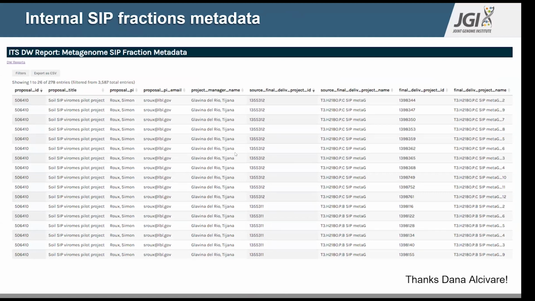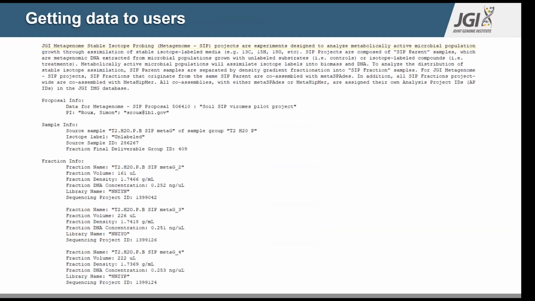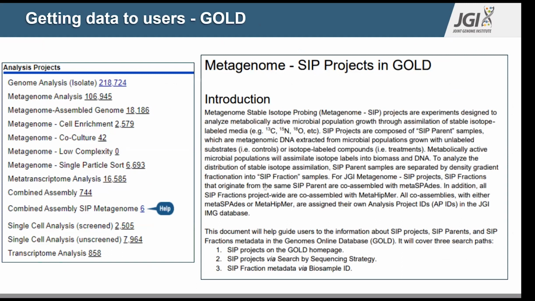And so this is great, of course, for internal use, but then for getting that data to the users, we also generate a data file which has a brief description of JGI Metagenome SIP, as well as a description of their proposal and the sample that they sent in, and then how that sample was fractionated and metadata within the fraction. And so that's, of course, useful for primary users who submitted the proposal and know what they're looking for. But we need to get this data to secondary users.